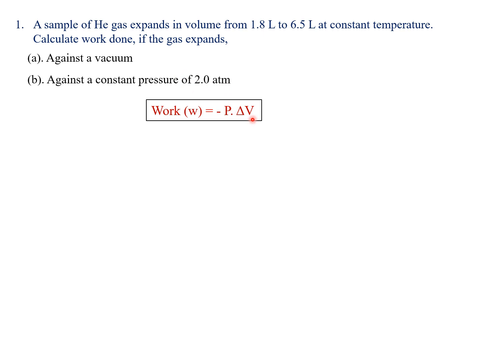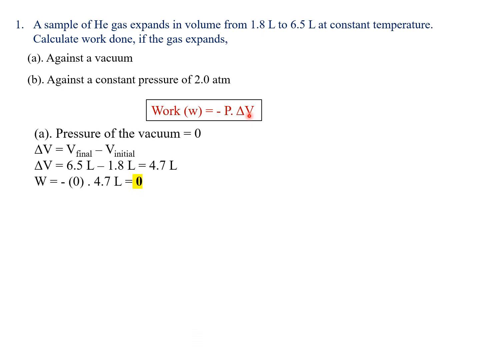Now, this is the formula for the work. Work is equal to negative pressure P times delta V. Delta V is the final volume minus the initial volume, the volume change. Now, if we calculate delta V, the final volume is 6.5 liters and the initial volume is 1.8 liters. So if you get the difference, it is 4.7 liters, which is delta V.